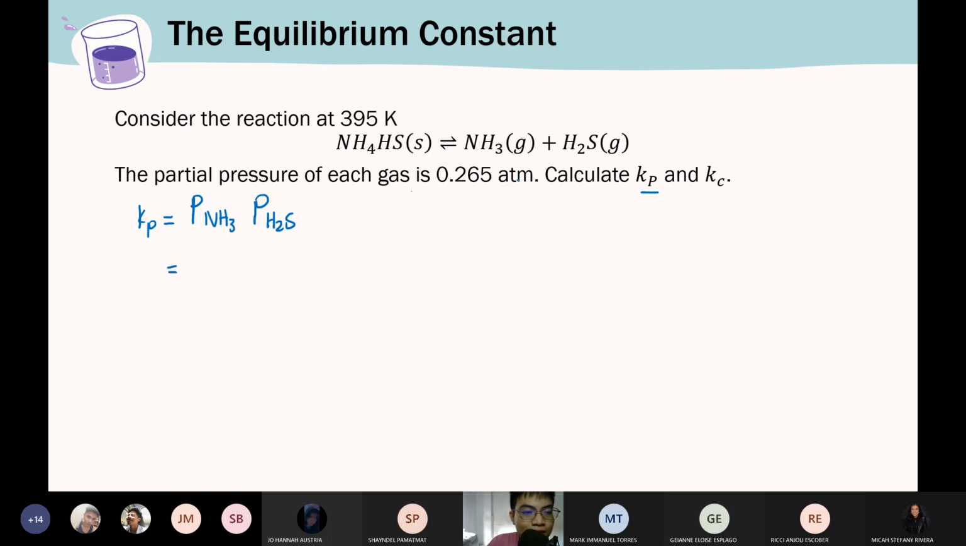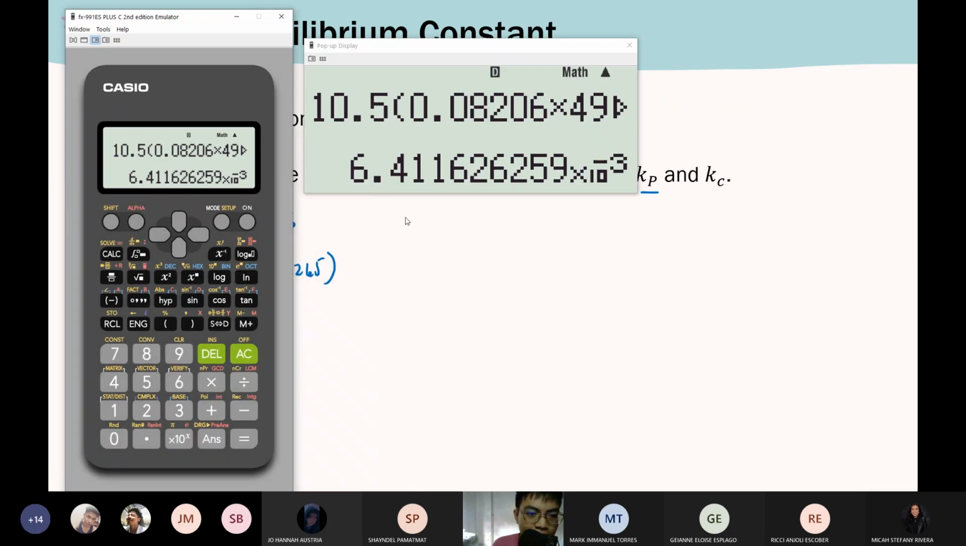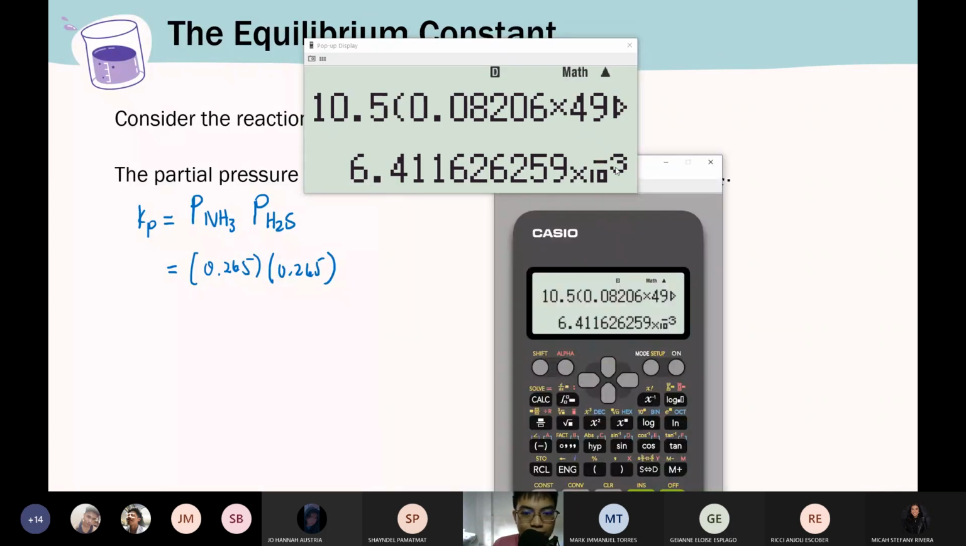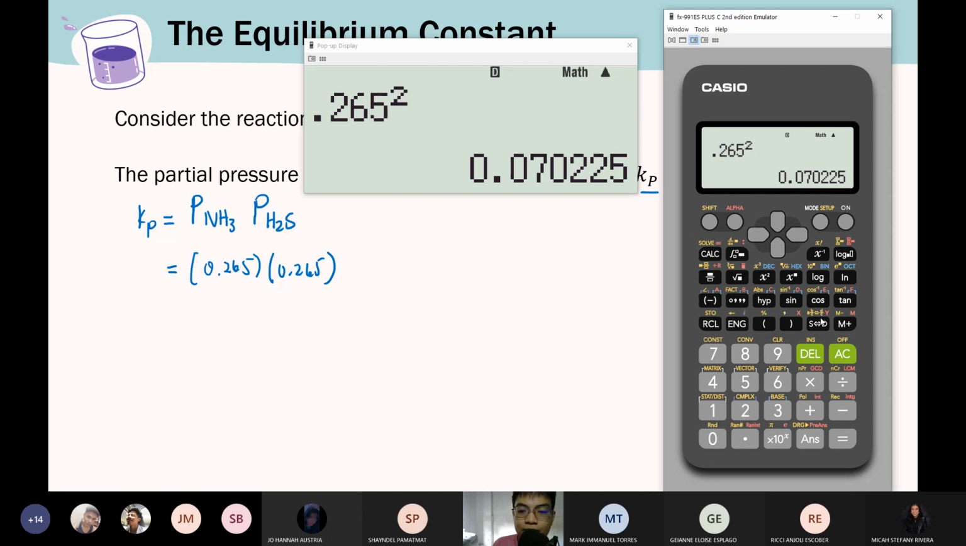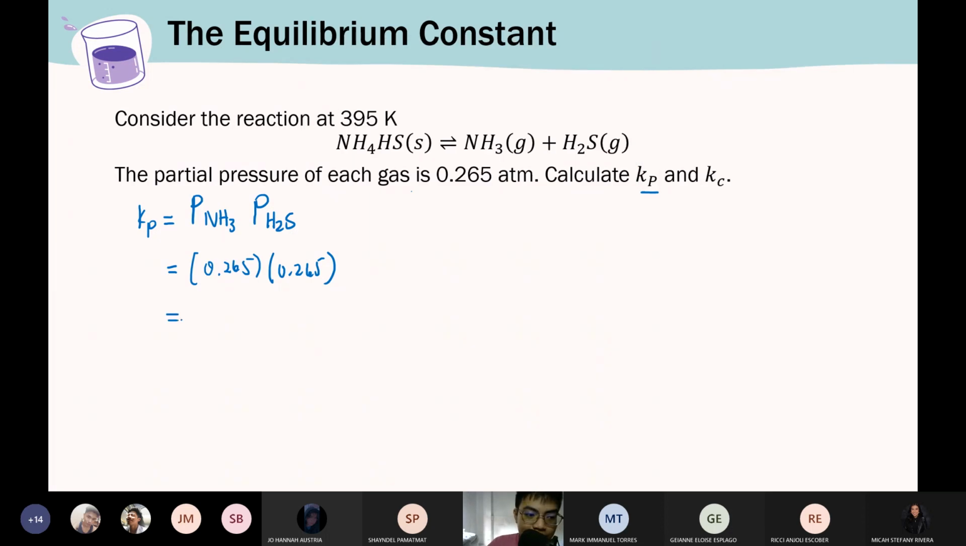And then, it says the pressure of each gas is 0.265. Oh, lucky for us, the exponent is only 1. You can just type 0.265 squared. That's a long number, right? Just 0.0702. Okay, that will do.